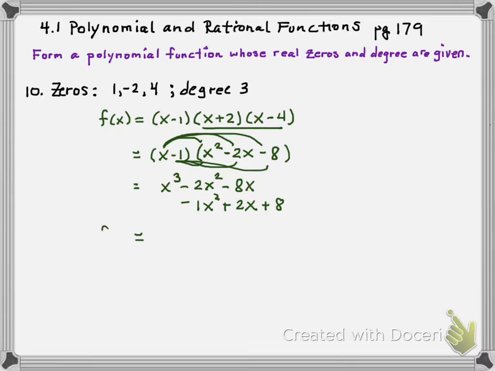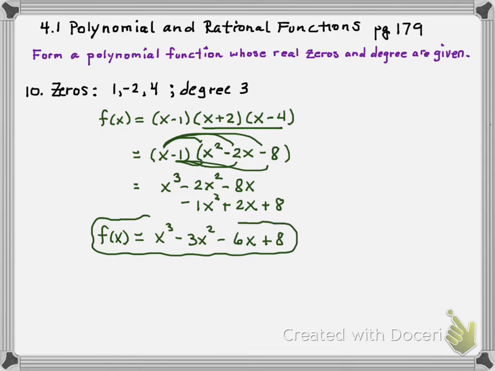All right, we'll call it a day. So f of x will ultimately be x cubed minus 3x squared minus 6x plus 8. All right, so notice that this is my polynomial function. It's got a degree of 3, right? That's the highest degree. And it was written using the zeros that they gave us.